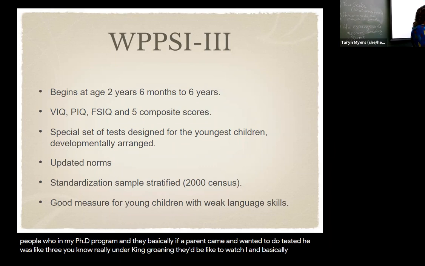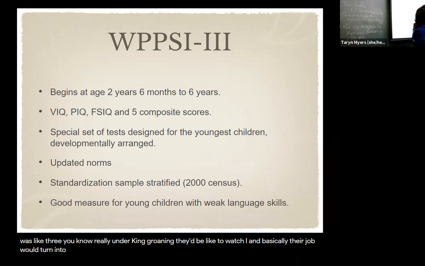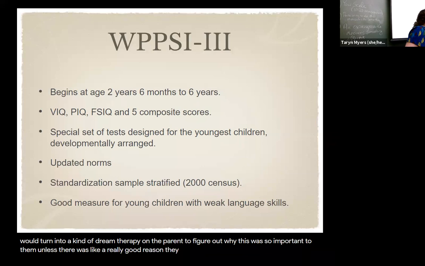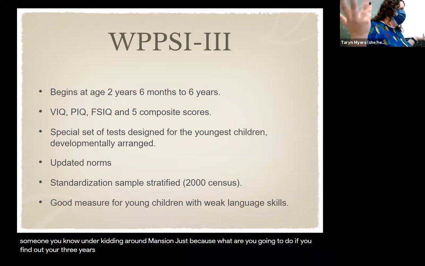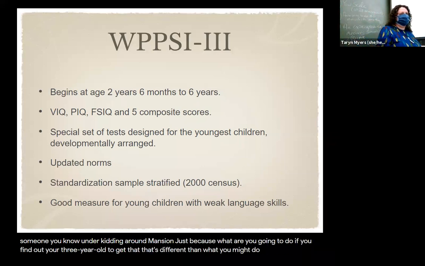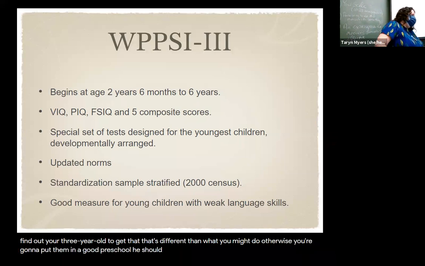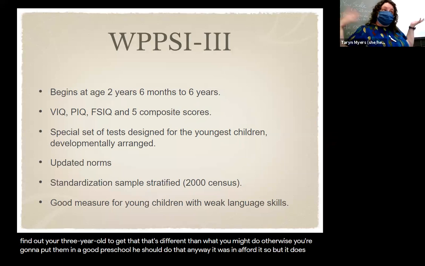And basically their job would turn into doing therapy on the parent to figure out why this was so important to them. Unless there was a really good reason, they generally wouldn't give a WPPSI to someone under kindergarten age. What are you going to do if you find out your 3-year-old's gifted? That's different than what you might do otherwise. You're going to put them in a good preschool? You should do that anyway if you can afford it. But it does go as young as 2 years, 6 months.